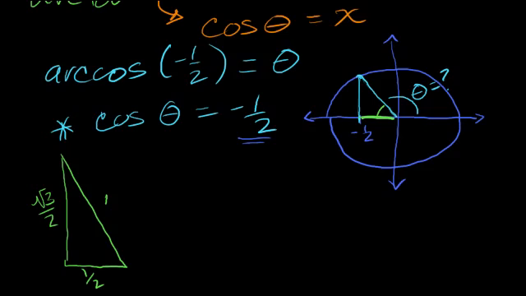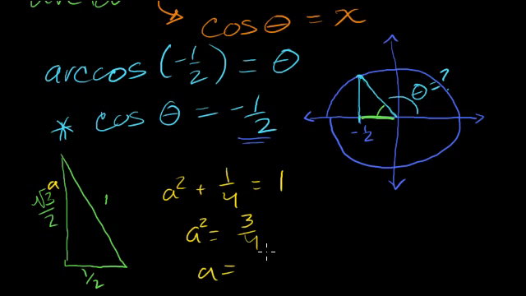Actually, let me just do that. Let me call this side a. You'd get a squared plus 1/2 squared, which is 1/4, is equal to 1 squared, which is 1. So a squared is equal to 3/4, or a is equal to the square root of 3 over 2. So you immediately know this is a 30, 60, 90 triangle. You know that because the sides of a 30, 60, 90 triangle, if the hypotenuse is 1, are 1/2 and square root of 3 over 2.